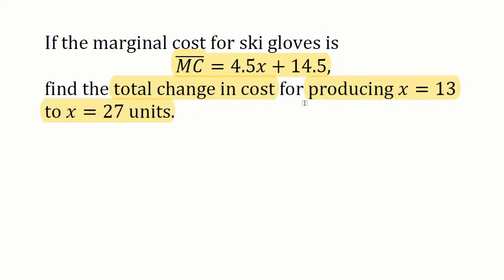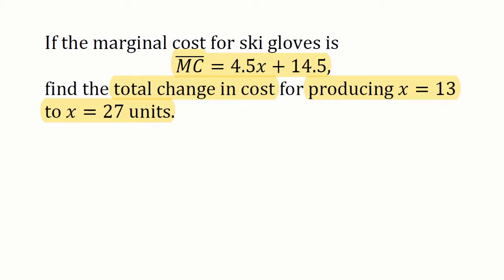So really, I believe there's a missing word right here, but it's supposedly for changing production. So we want to find the total change in cost for changing production from x equals 13 to x equals 27 units. And again, I apologize for such a sketchy description, but that's what it's meant. For producing x equals 13 to x equals 27, it means there was a change in production level from x equals 13 units, and we changed to producing more units, 27 units. So along that way, we want to find out what's the total change in cost.